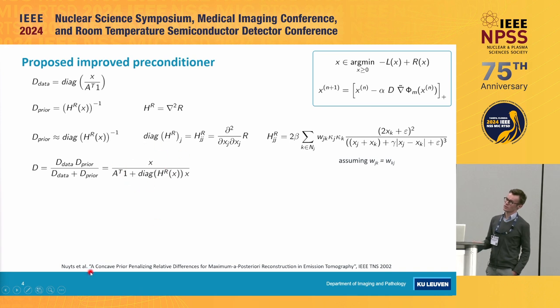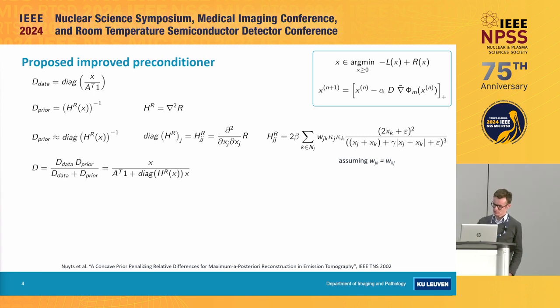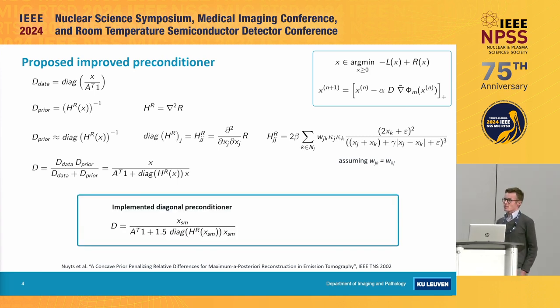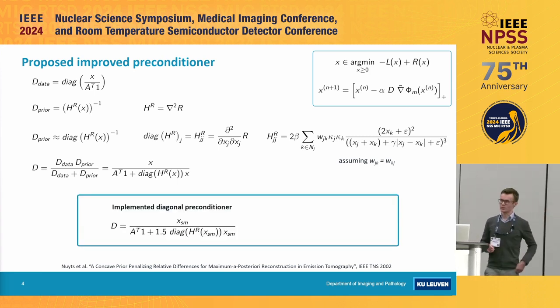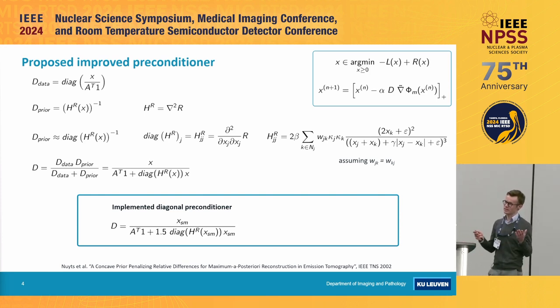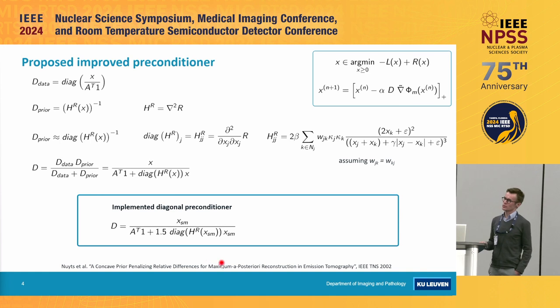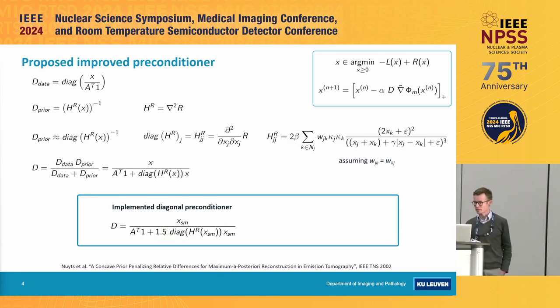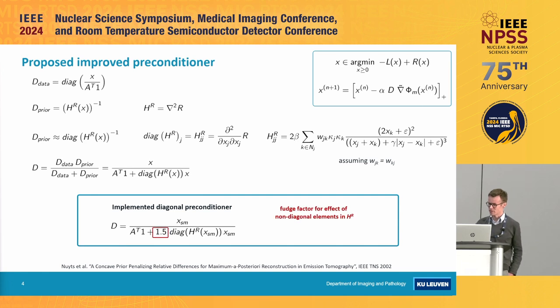This is a formula similar to something that Johan already published 22 years ago. So this is the theory. That sounds all very nice and convincing, I hope, but what we actually implemented, after analyzing all the data sets that we had for training, has a little fudge factor in here, a factor of 1.5. I guess this is due to the fact that there's more than the diagonal in the Hessian. So there's this fudge factor.